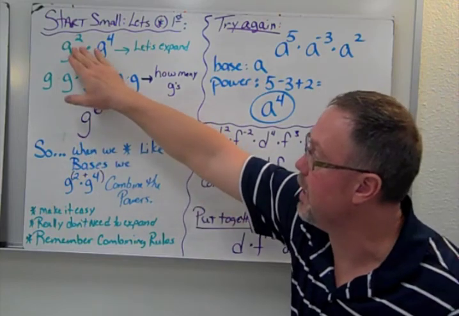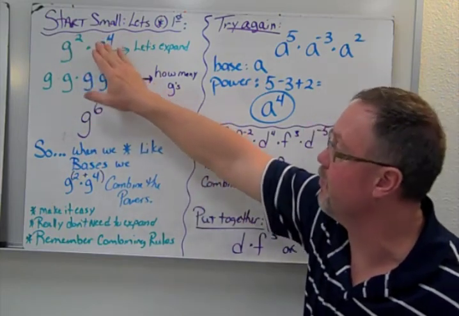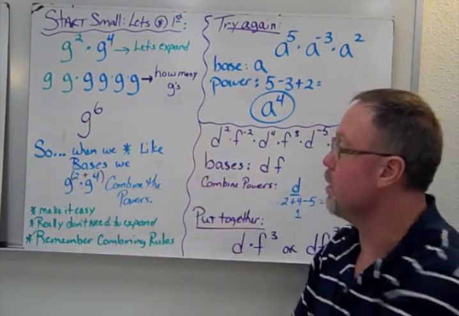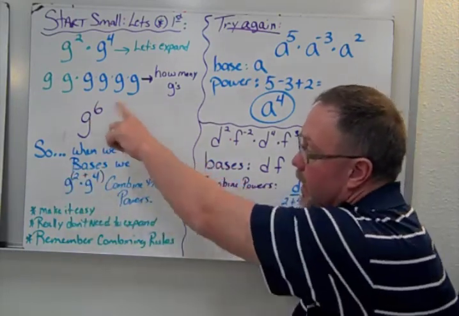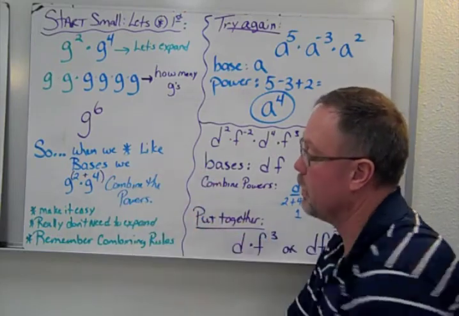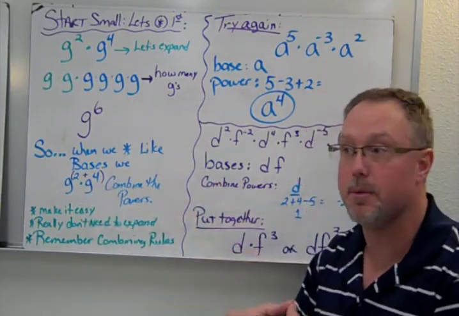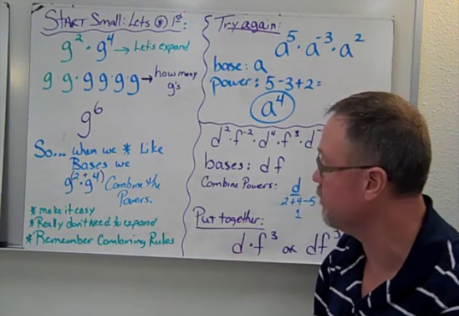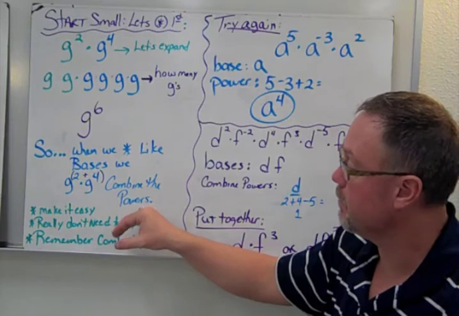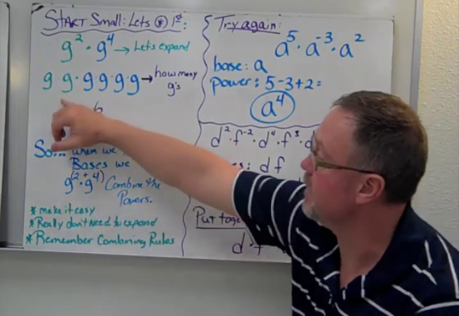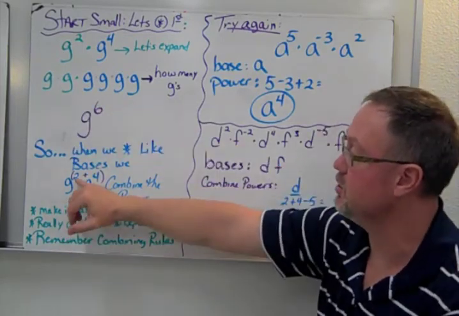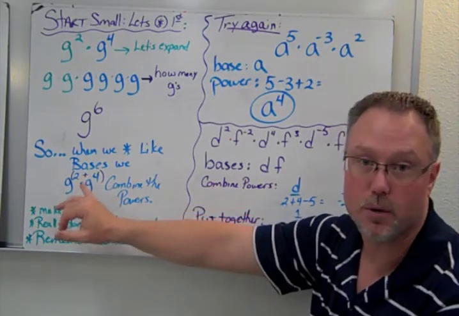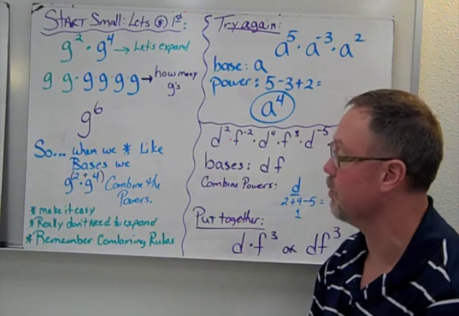If we look at our powers, I have 2 here, I have 4 here, I end up with 6 here. So when we multiply like bases, we add our powers, or combine them depending on what the signs are on the powers, because you can have negative powers, which we've done before. So we're going to combine them. Instead of looking at it in this way, we're going to look at it as g squared times g to the fourth. We're going to combine the two powers, and in this case we're going to add because they're both positive.